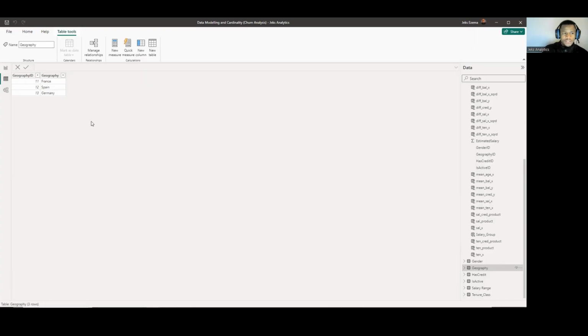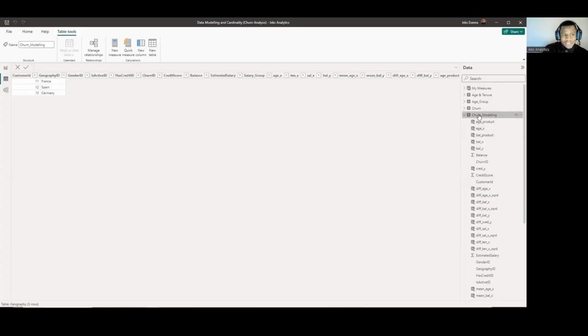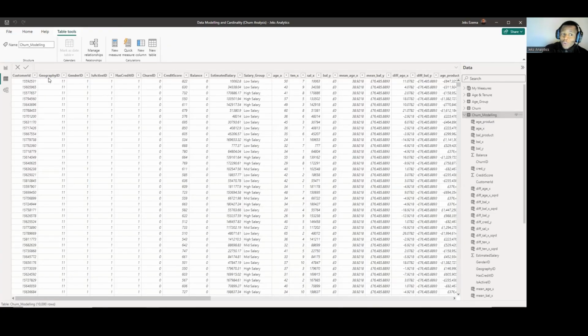That's another way to see it. So either you see them as a dimensional table or you see them as a categorical table. What is categorical? Categorical means each of the keys means something. The key is a key to a particular category. Let me go back to the main table again. So you see where geography ID 11 means that it is France.